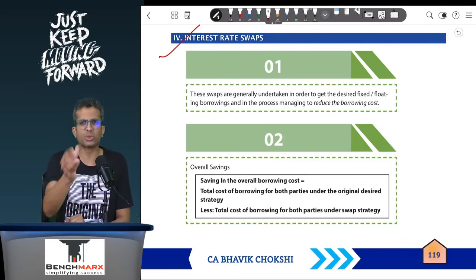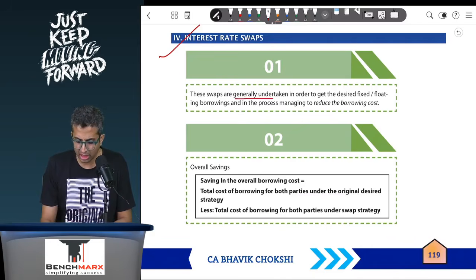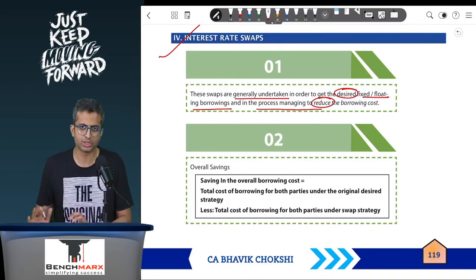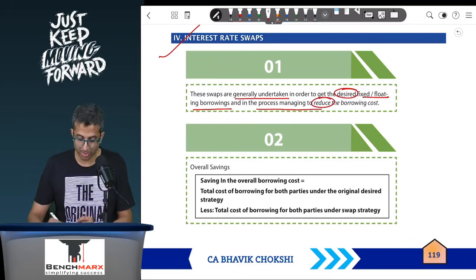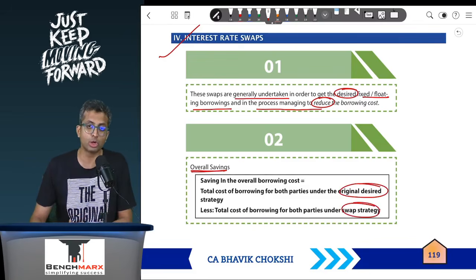We will do this along with numbers so it is understood best, otherwise it creates a lot of confusion. So over here, interest rate swaps are generally undertaken in order to get the desired fixed or floating rate borrowings, and in the process reduce the borrowing cost. Acha, how will you figure out whether the swap is economical or not? Well, you will see if there is any overall savings. Overall savings is the total cost of borrowing under the original desired strategy less under the swap strategy. If there is an actual saving, then swap is economical.